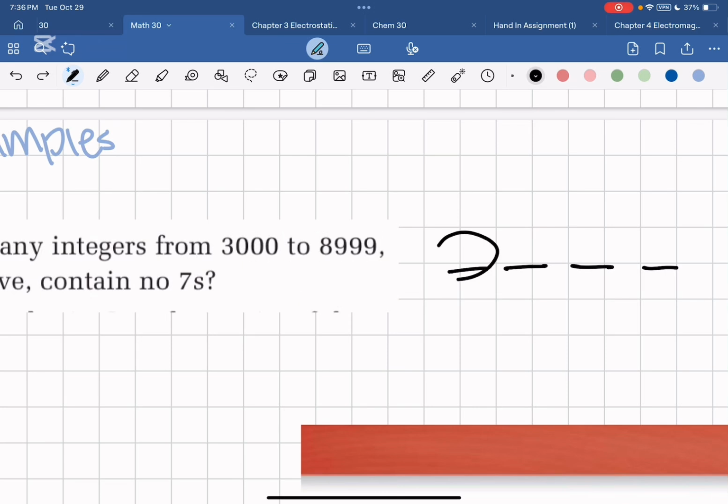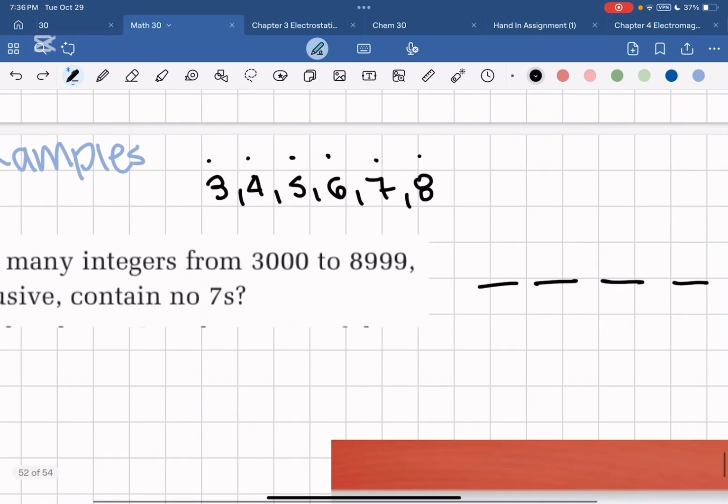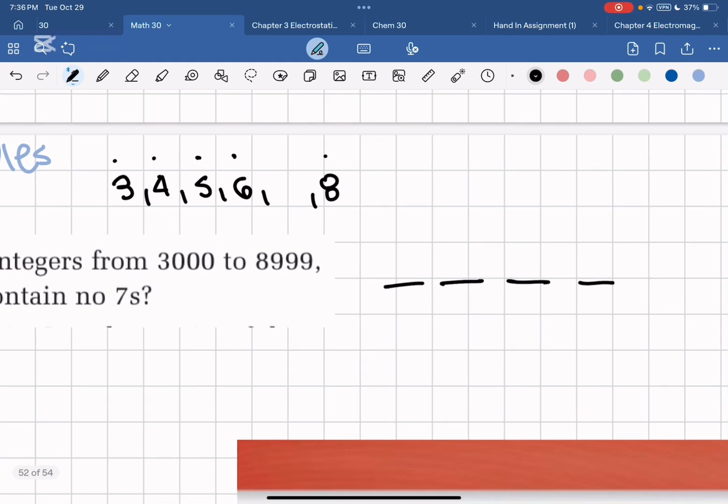Let's start with the first spot. So between 3 and 8, let's write this down. 3, 4, 5, 6, 7, 8. We have 1, 2, 3, 4, 5, 6 digits. However, it can't contain any 7s. So we'd have to automatically eliminate this. That means that there are 5 possible digits for the first number.